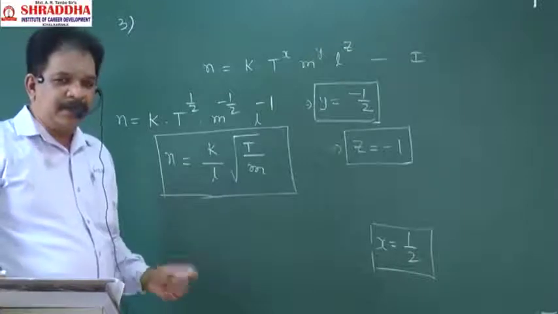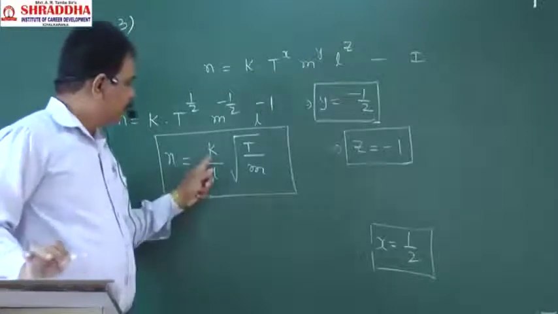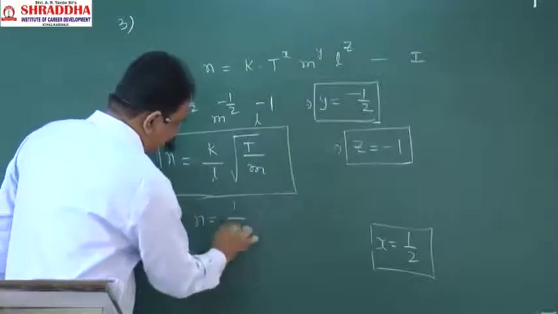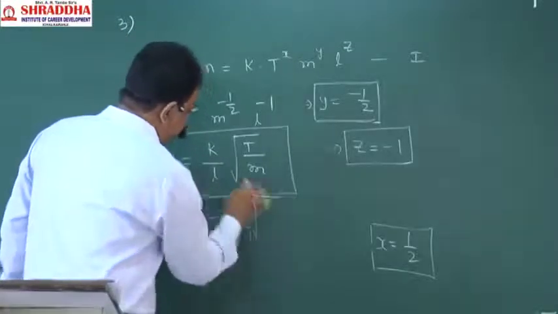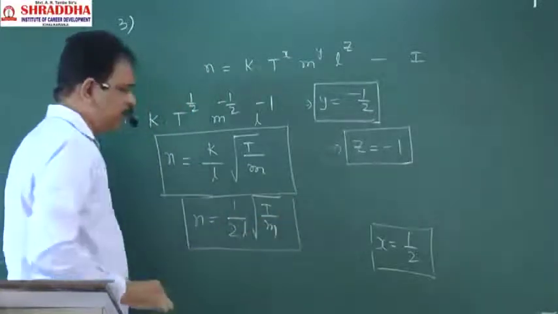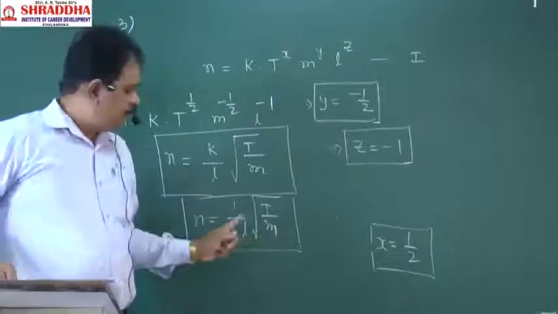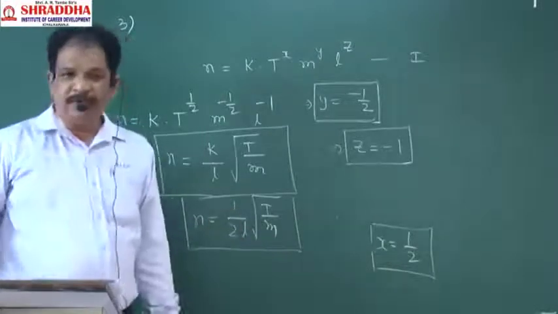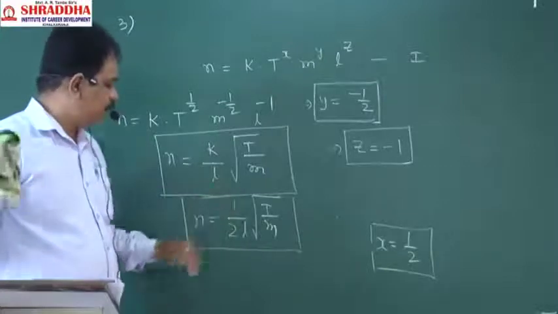So practically we can understand the K value is 1 by 2. No need to write that here. Just up to here if you write, that is enough. If we substitute the K value 1 by 2, the final value will be 1 by 2L root T by M. This is the answer. Okay.